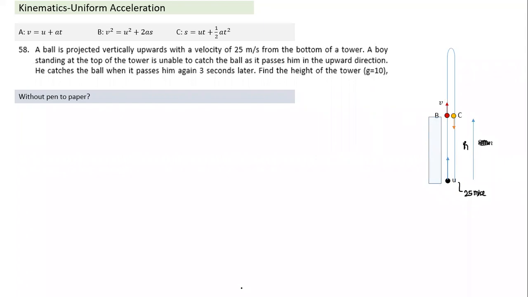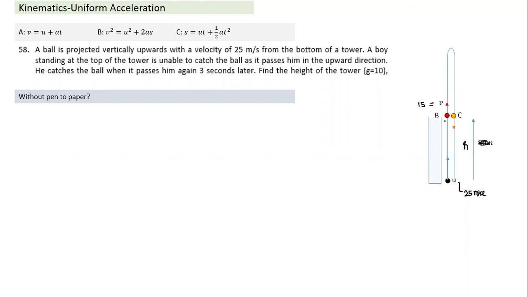So the time of flight from B to C, again, is 3 seconds. It means this velocity has to be 15. Moment this is 15, I know U is equal to 25. Can I calculate this height now? Can I do it without putting pen to paper?